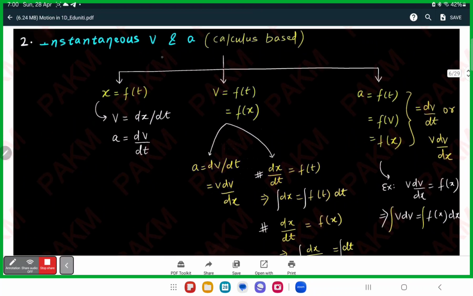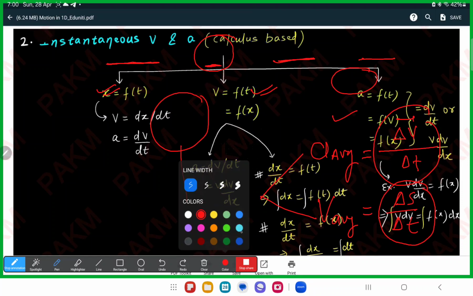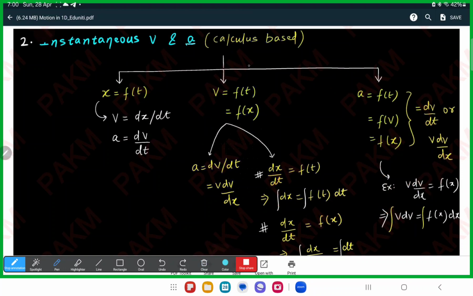Here we have instantaneous. Now how to calculate instantaneous v and a? If x as a function of t is given, we will use the basic formula v is equal to dx over dt. Please start recalling these formulas. This is very important: v is equal to dx by dt and a is equal to dv by dt.